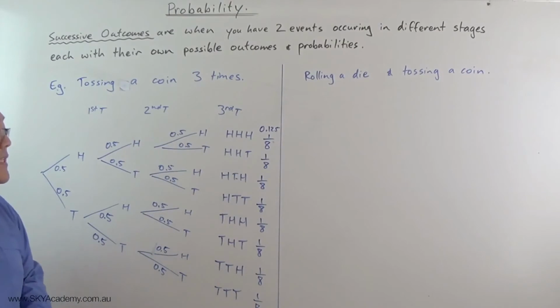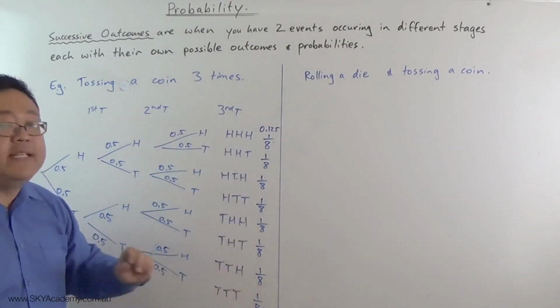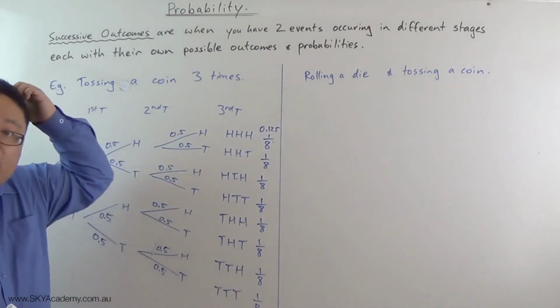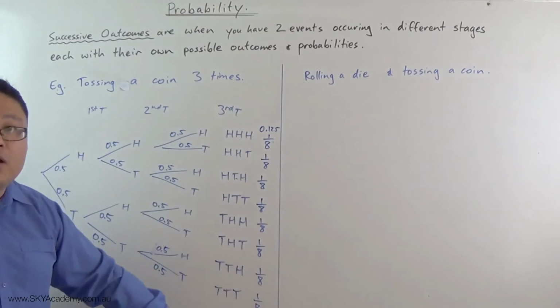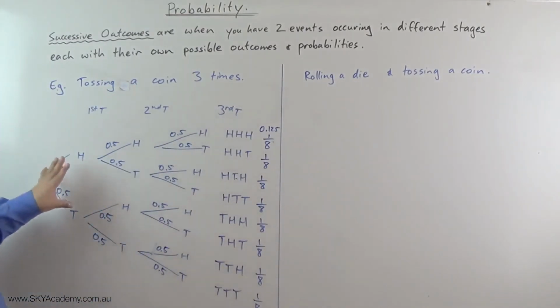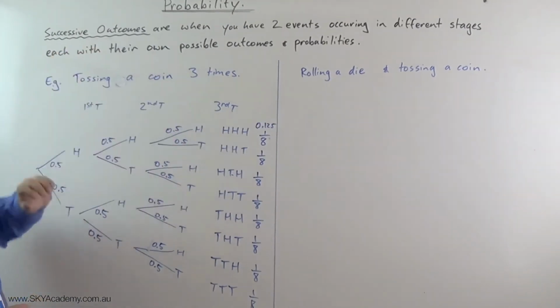The probabilities of all these outcomes. Well, you've got 1, 2, 3, 4, 5, 6, 7, 8 outcomes, each with a probability of 1 out of 8. So in other words, the probability of the whole lot will be 8 out of 8, which is 1 whole. So this is basically how to do a probability tree for successive outcomes.